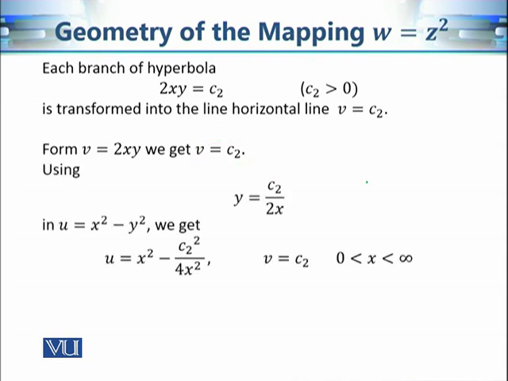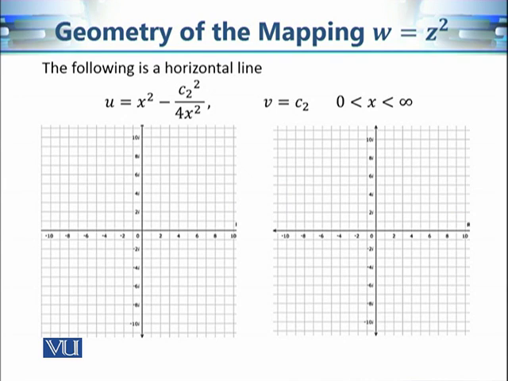And what will happen with u? So if we use y is equal to c2 over 2x, and using this value in u is equal to x square minus y square, we get x square minus c2 square over 4x square. And of course, v is equal to c2. Now let's see what does it mean geometrically. Now remember, our hyperbola is of the form this one and this one. Once again, it has two portions.